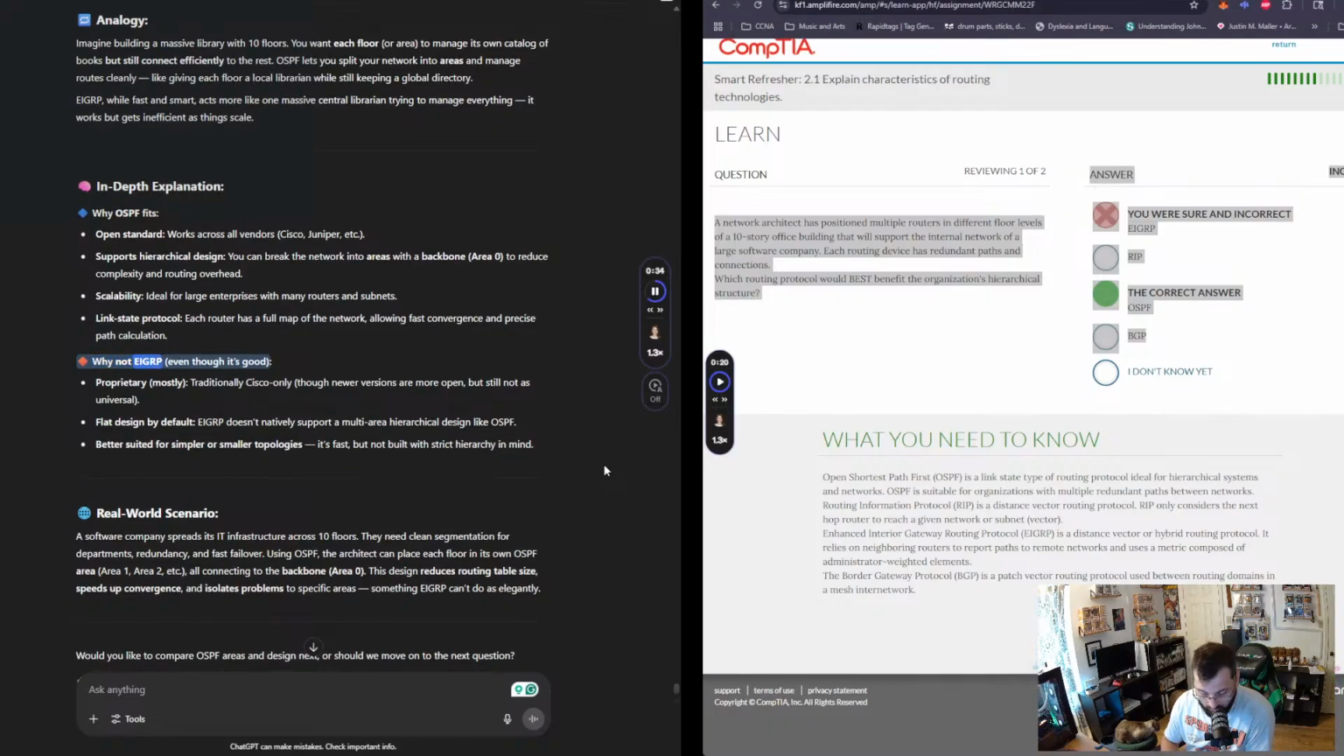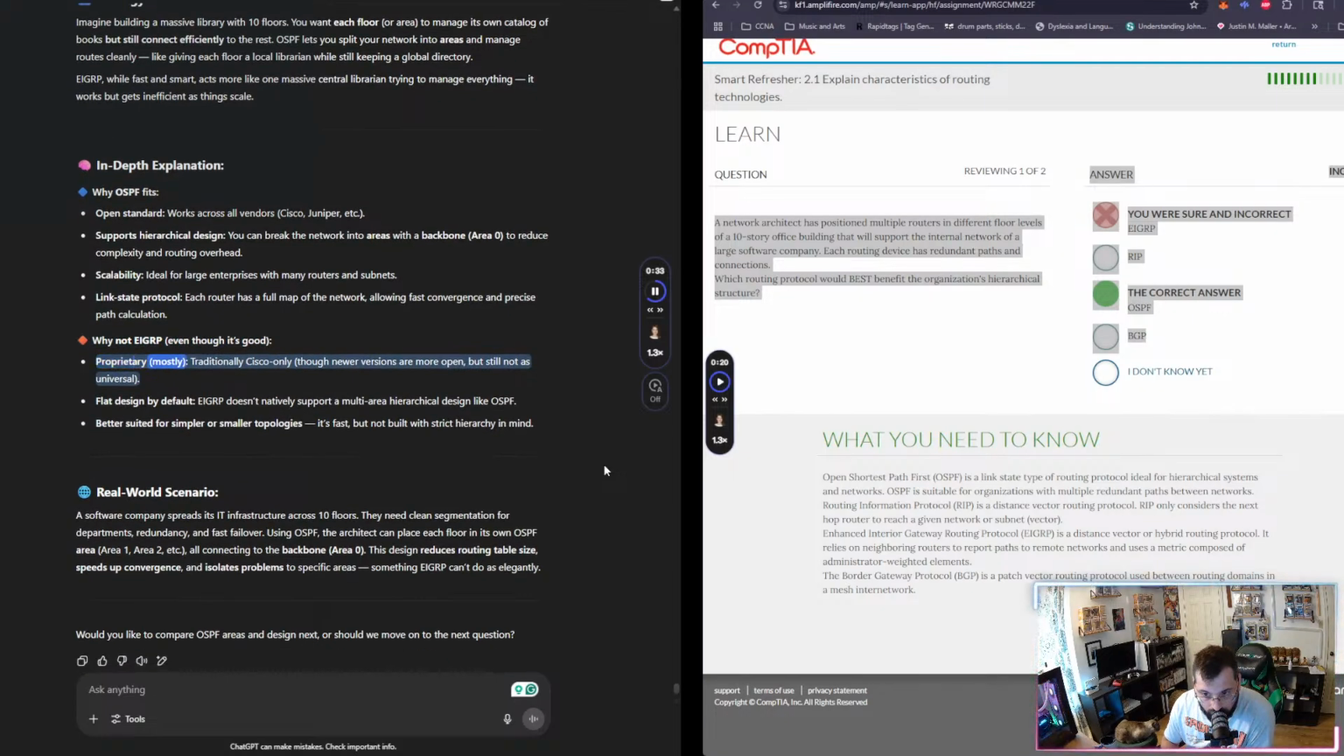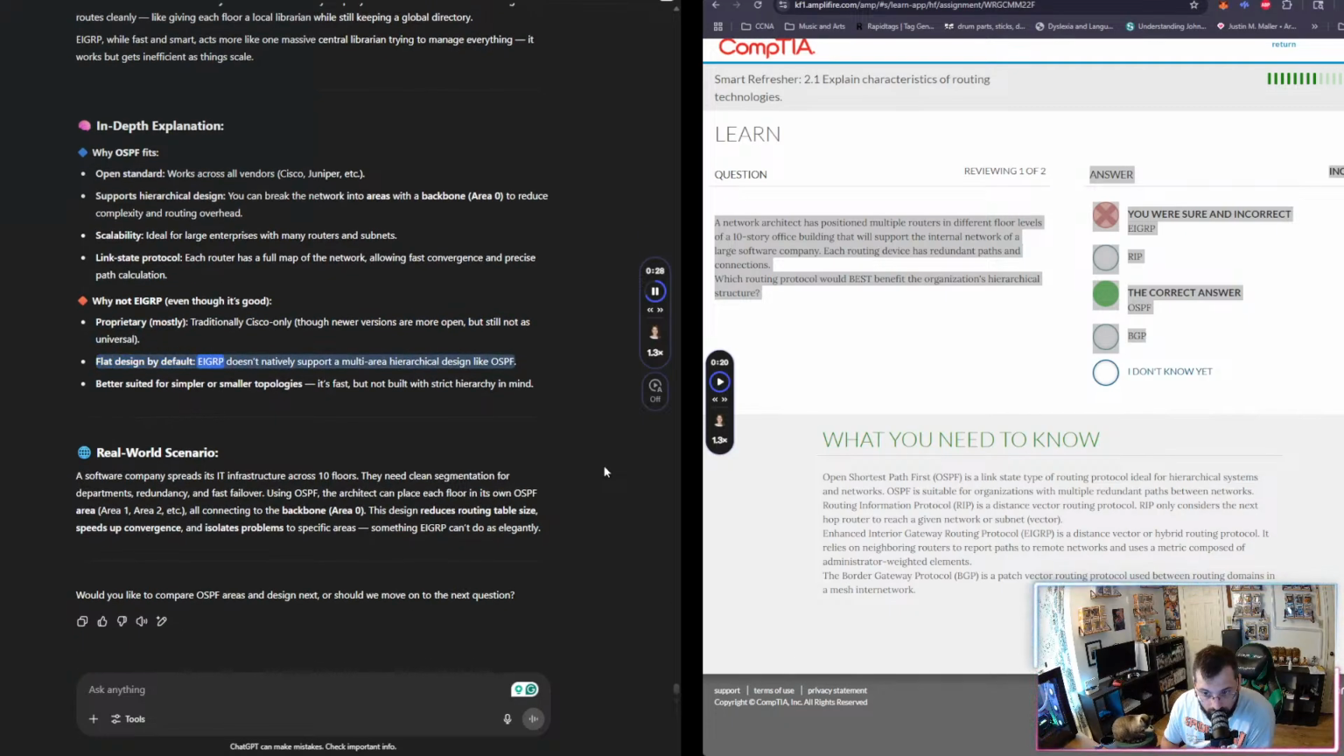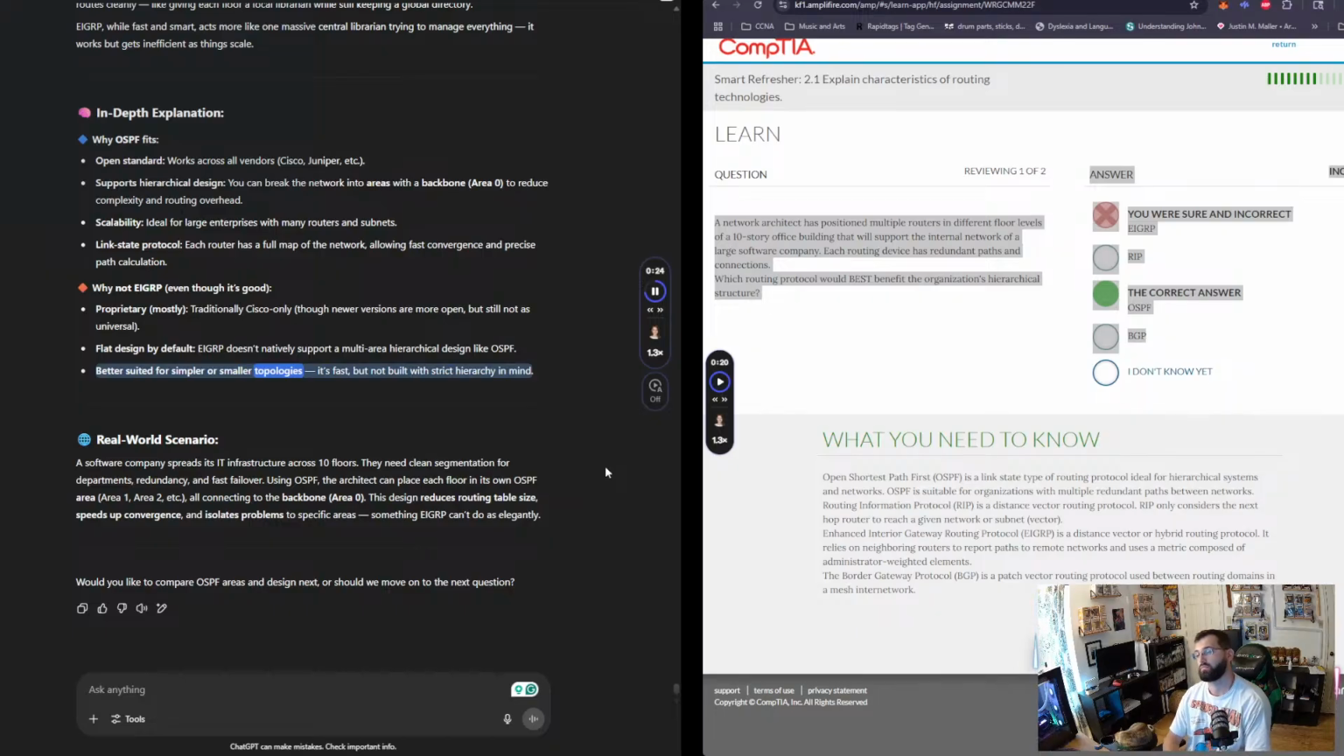Why not EIGRP, even though it's good? Proprietary mostly. Traditionally Cisco only, though newer versions are more open, but still not as universal. Flat design by default, EIGRP doesn't natively support a multi-area hierarchical design like OSPF. Better suited for simpler or smaller topologies. It's fast, but not built with strict hierarchy in mind.